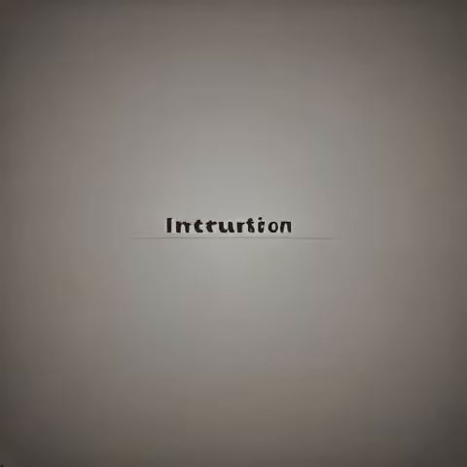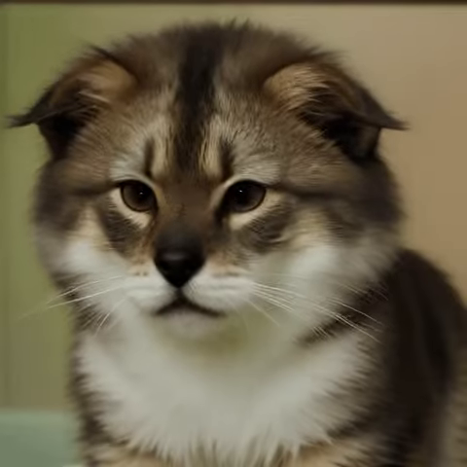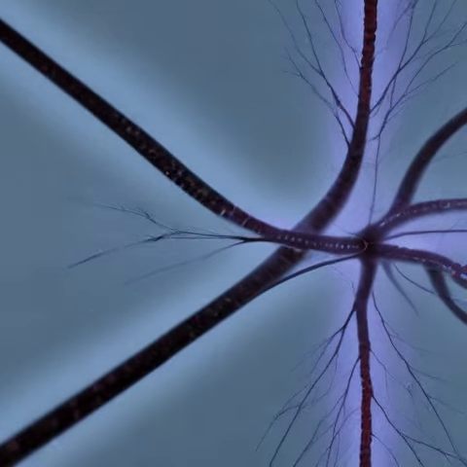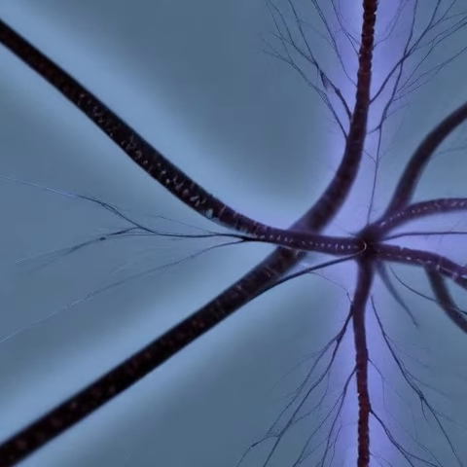Introduction to Neural Networks for Beginners. What is a neural network? A neural network is a computational model inspired by the way the human brain processes information. It consists of layers of interconnected nodes, or neurons, that work together to recognize patterns, classify data, and make predictions.